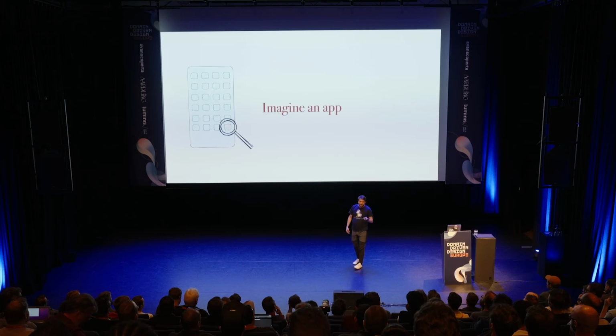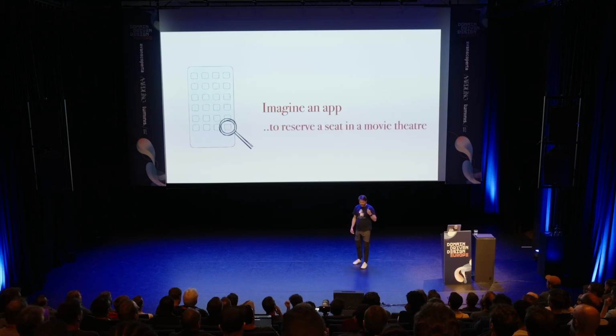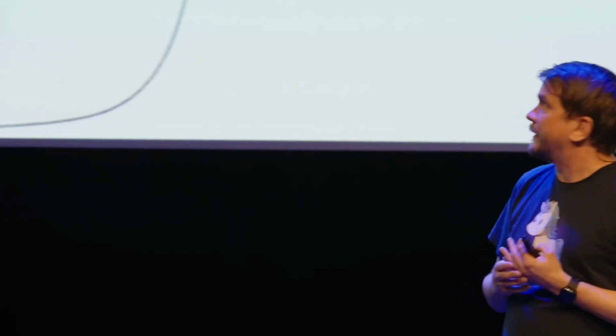So imagine an app to reserve a seat in a movie theater, like this, for example. Just imagine an app like this, where a person can see available seats and also book seats. The internals of the app is not just the React front end for us. So let's look at that a bit. A user can see available seats and then can book a seat.